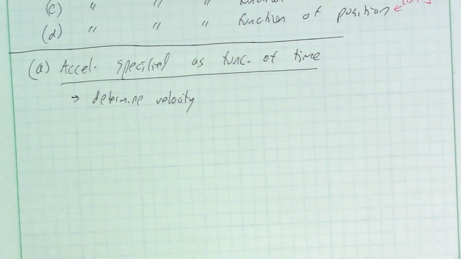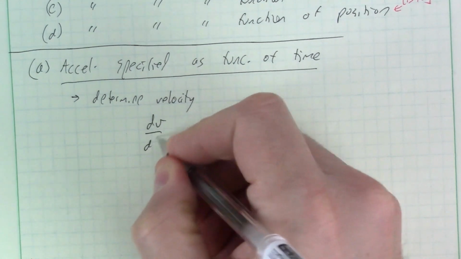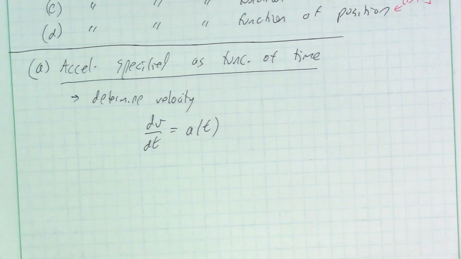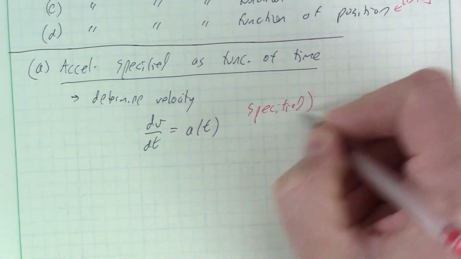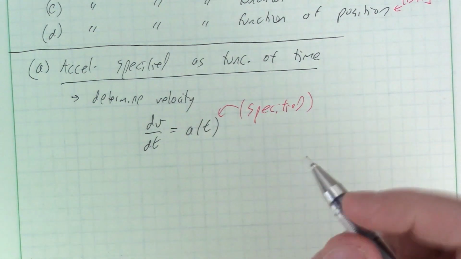From the specified acceleration as a function of time. Okay, so we'll go back to our relationship, right? And now keep in mind, this right-hand side is the thing that is specified, so we can use that. If we see that in our final relationship, that's fine.